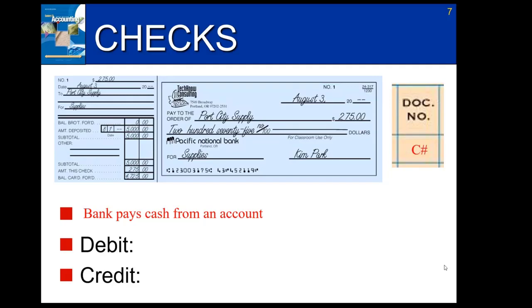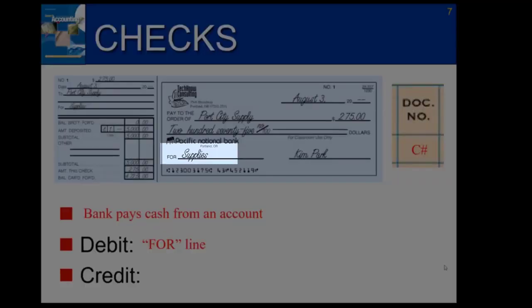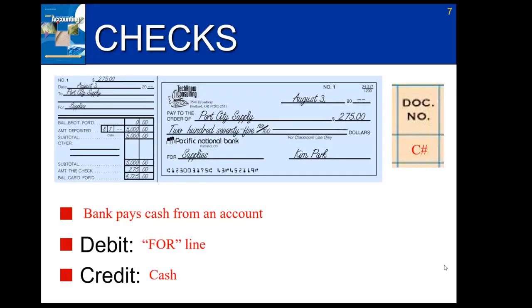And anytime we write a check, this is essentially saying that we are paying cash from our business's account. So if I pay cash, that means I'm going to be decreasing my cash, which is a credit, and I'm going to be receiving something else as a debit. So my debit is actually whatever's on my 4 line. So in this case, my 4 line is supplies. So I'm gaining supplies, and that's my debit. And my cash is what I'm paying, or it's decreasing. So my cash is a credit anytime I use a check.